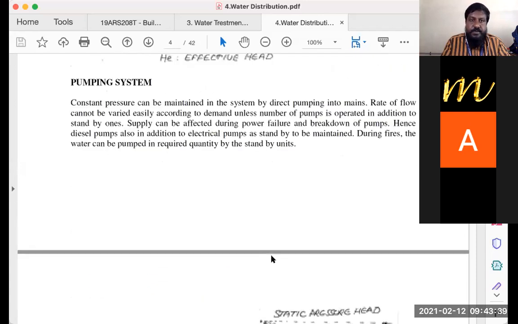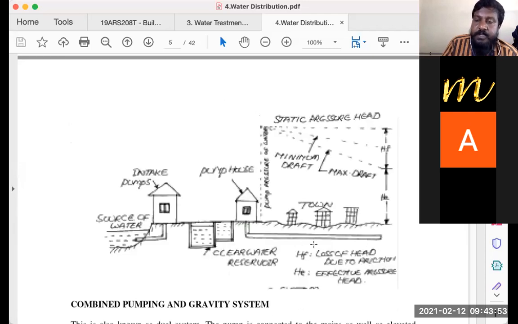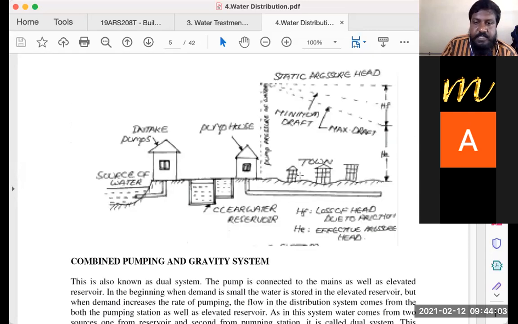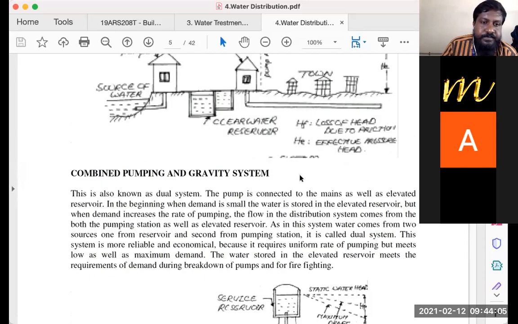I'll just show you how it is done. So here, this is a city layout. If you can see, the source of water is at a level, and then pumps are taken. The pump house is here, from which it's supplied to the town through underground pipes. This pipe needs to constantly have pressure, otherwise the water distribution won't happen. So those are the pros and cons of it.